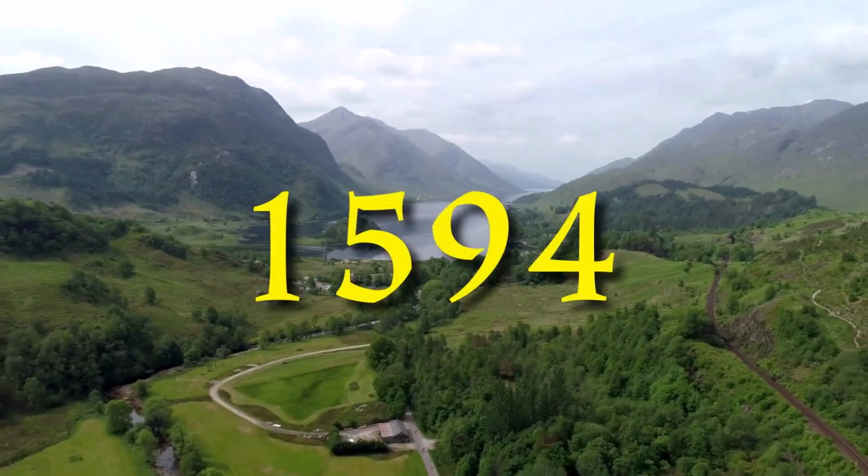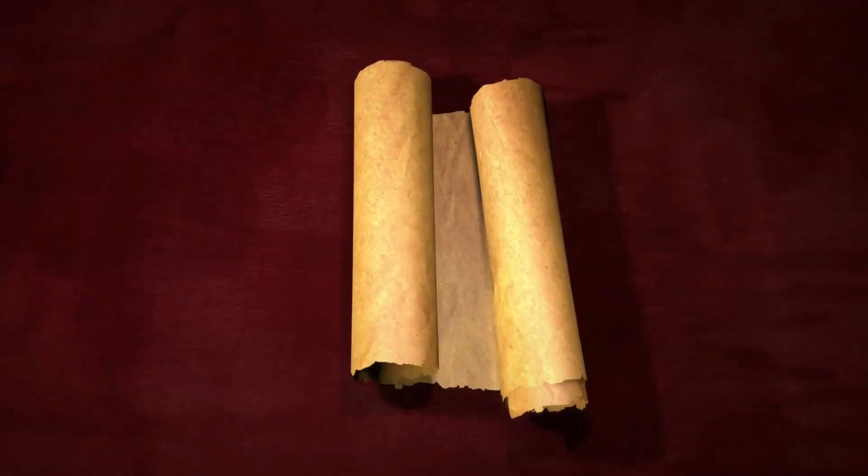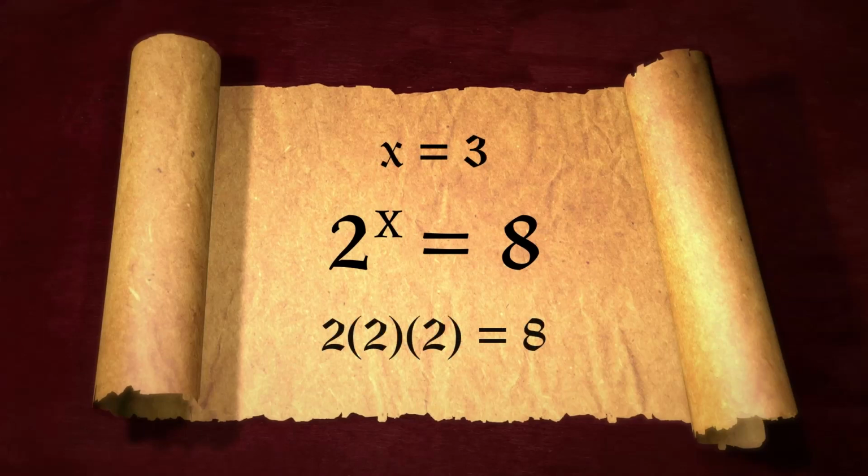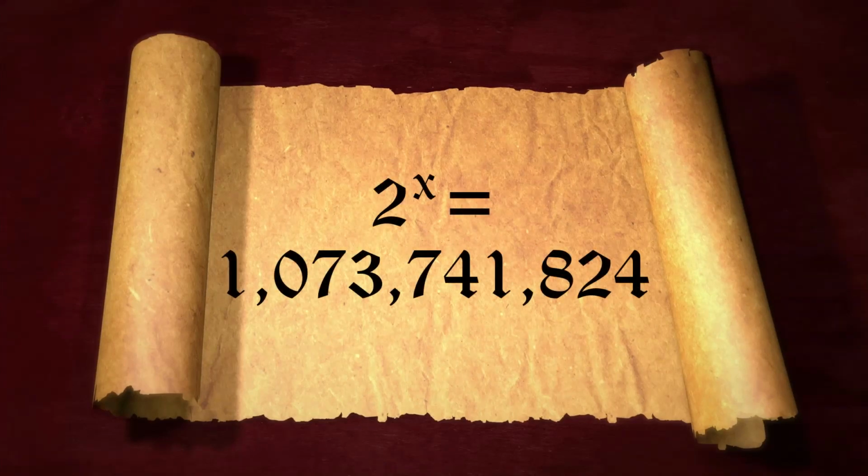The year is 1594. No one knew how to solve an equation like 2 to the x power equals 8 without brute force. That one's not hard. I mean, x equals 3 because 2 times 2 times 2 equals 8. But what if you had to look at something else like 2 to the x power equals 1,073,741,824? Now, why would someone need to figure that out?